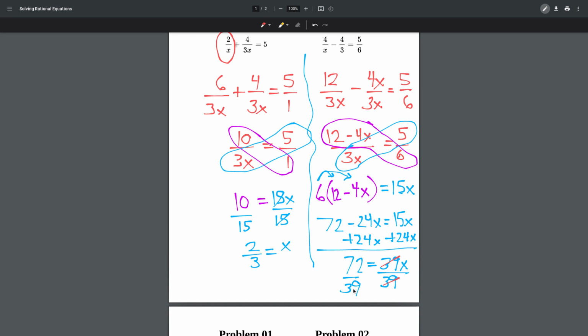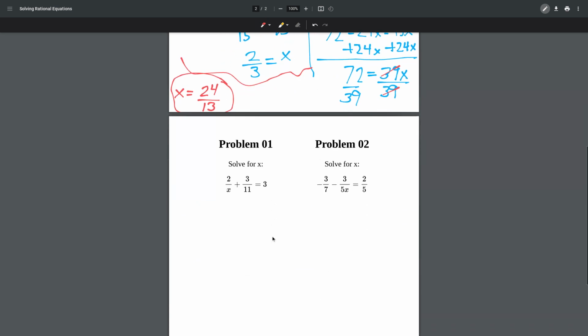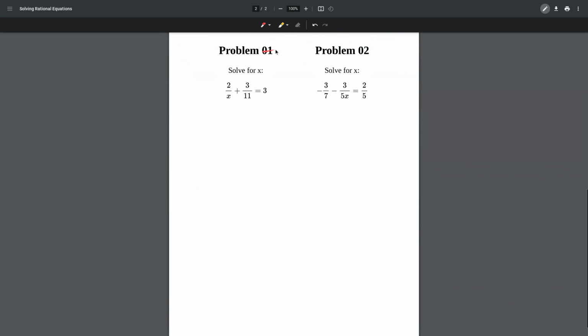72 is divisible by 3. 39 is divisible by 3, so let's make some room over here. So if I divide the top by 3, well, 3 goes into that twice. So you get 24. So 24, divide the bottom by 3, you get 13. And top's divisible by 3 again, but the bottom is not. I'm going to leave it as 24/13 for problem 2. Okay, this should not say problem 1. It should say problem 3, and this should say problem 4.